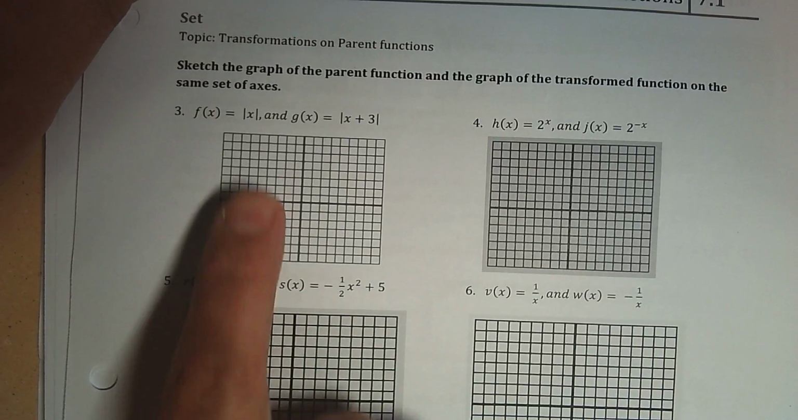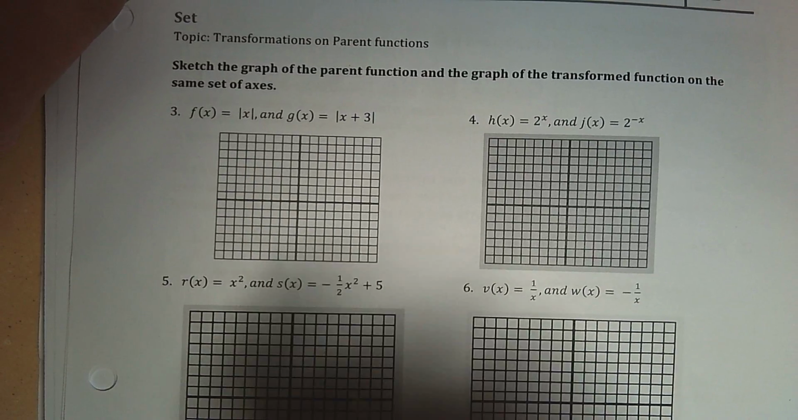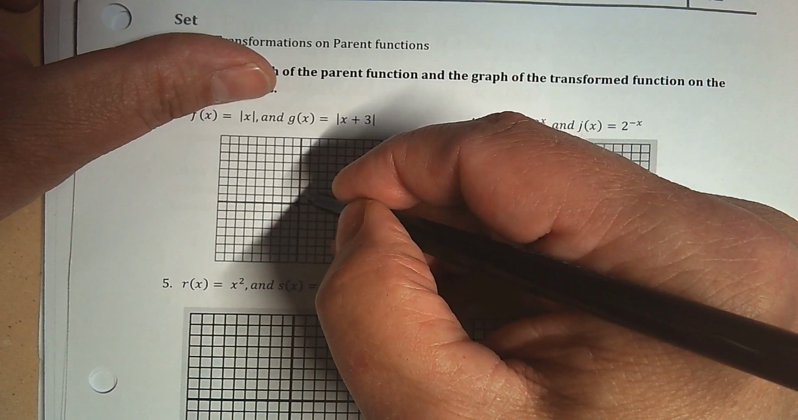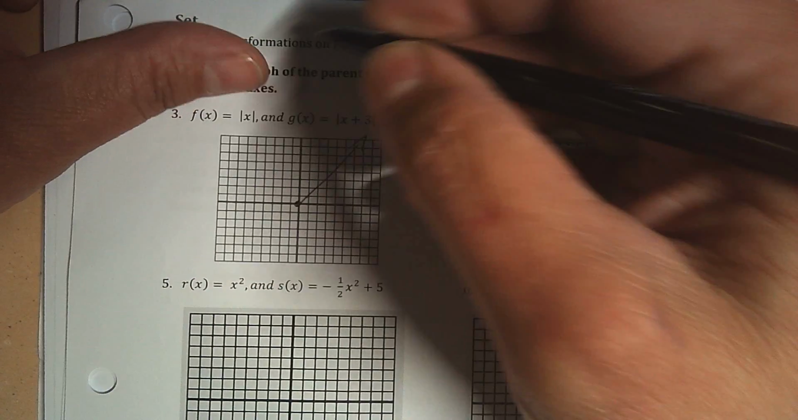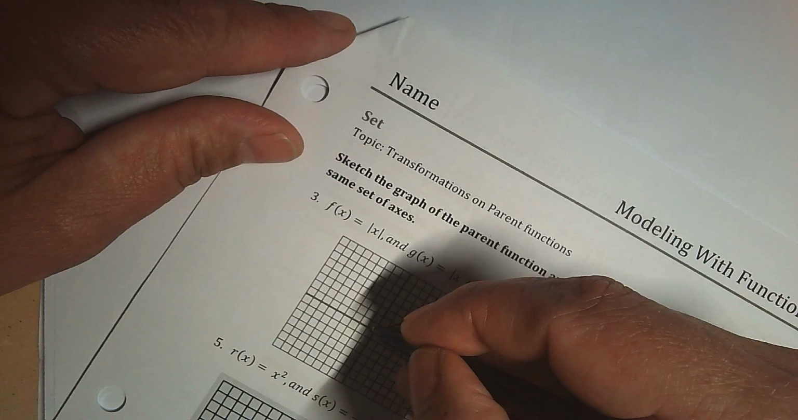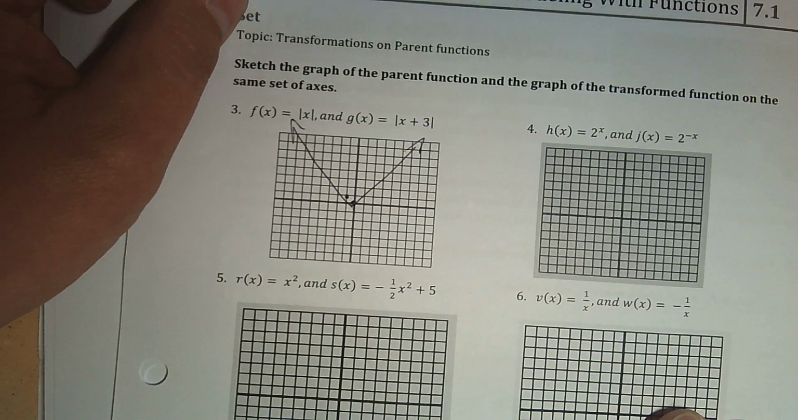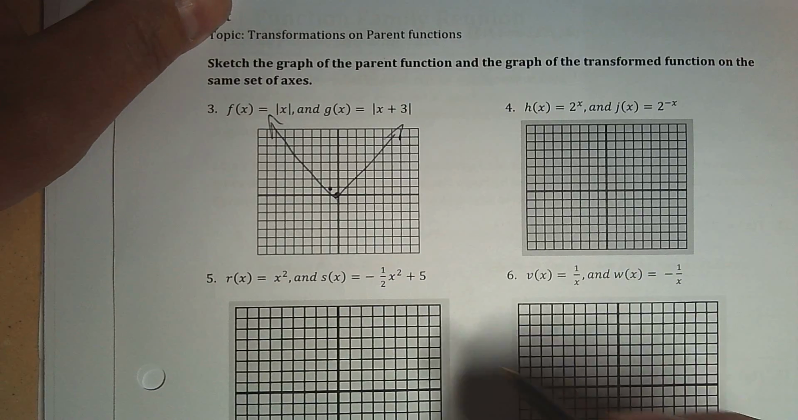Can you graph the absolute value of x? Yes. So that's (0, 0), (1, 1), and it goes on in that direction. And that's also (-1, 1), and it has the same slope in that direction. So it looks like a V. Then what happens when you go plus 3?